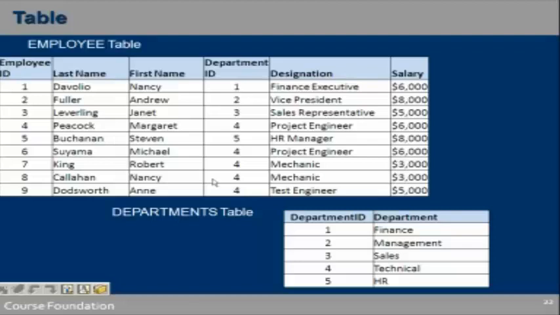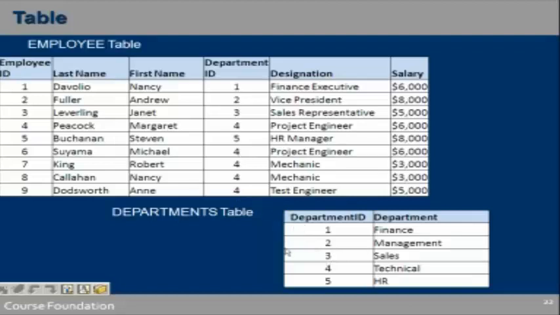And neither did I explain anything about the relation between the employee and the department table. But still you were able to make it out because you did the mapping over here, right? Everybody did the same thing. Looking at the structure, you understood that we have done some mapping. 5 means HR. 4 means technical. So you did the mapping.